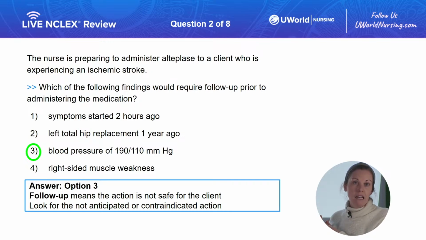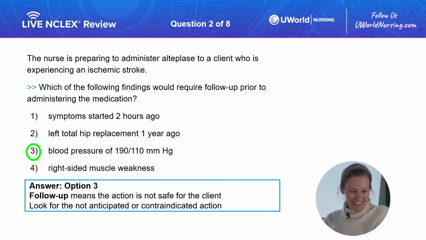What we see in option 1, symptoms starting 2 hours ago, this is okay. We usually like to give TPA within 4.5 hours, so the timer starts as soon as the symptoms happen. But we're good in a 2-hour window here. A hip replacement 1 year ago, that is major surgery, but it's been more than the 14 days. And then right-sided muscle weakness, this is an indicator of why we would give this medication, so we're good on that. Right-sided muscle weakness can indicate that we have a stroke going on. Obviously, we want to confirm it's an ischemic stroke before giving it, but nonetheless a reason to give the medication.